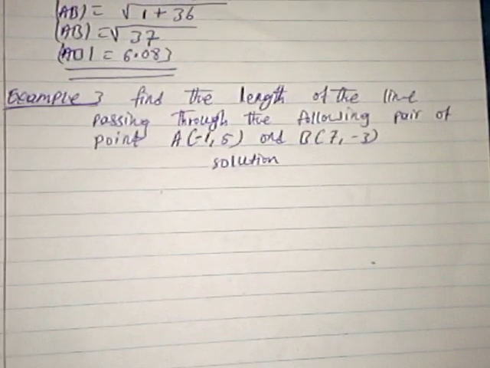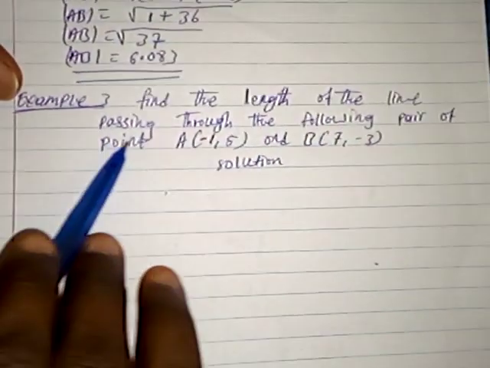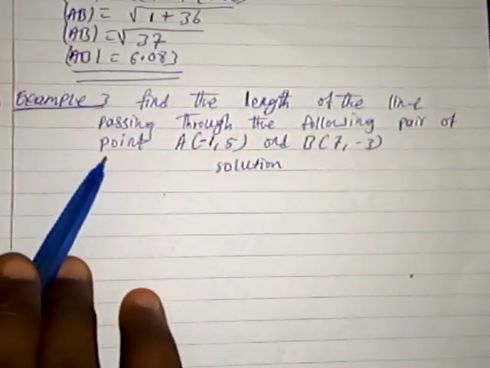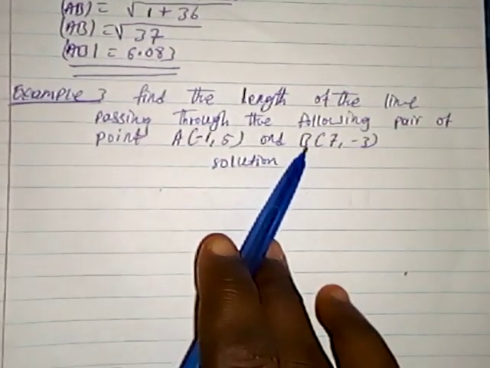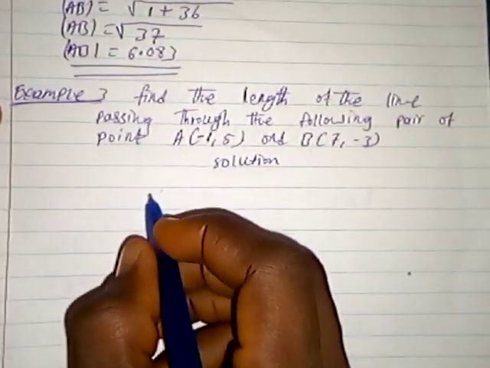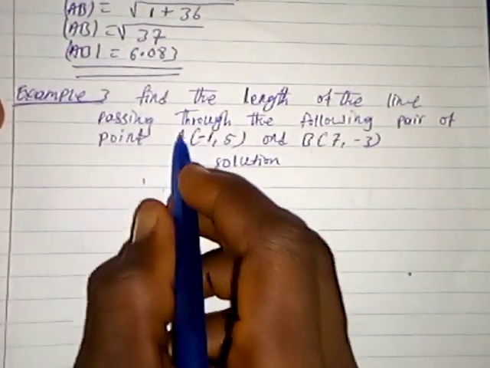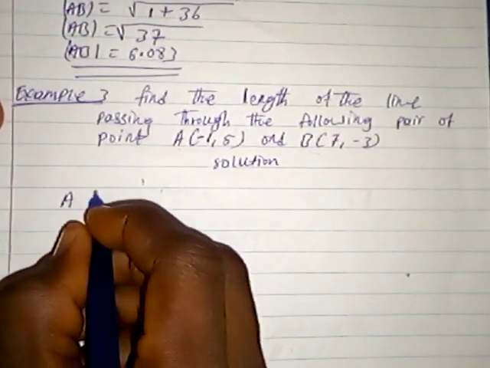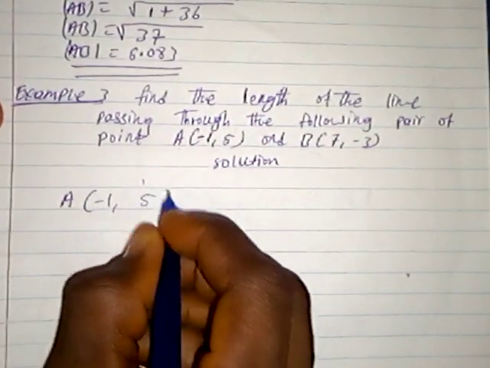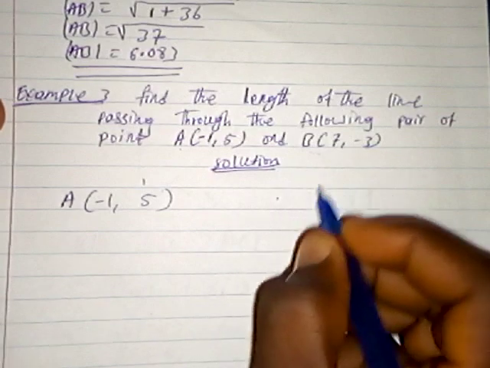Now we move to example 3. Find the length of the line that passes through the following pairs of points. What are the points? A and B. So the length of this line A and B. So now let's go. We put our points. So say A is minus 1, 5. B, okay, this is our solution.